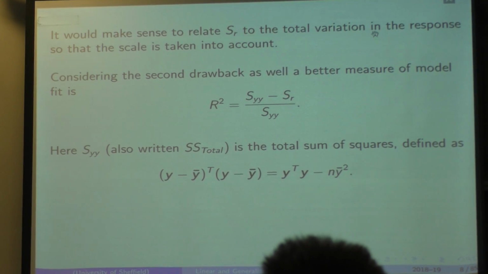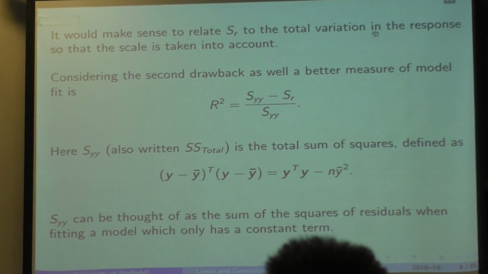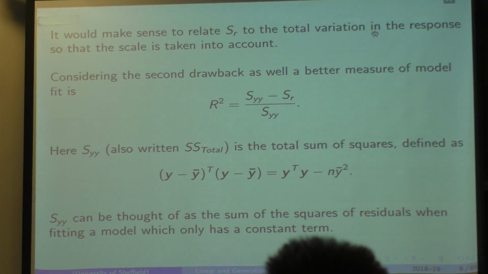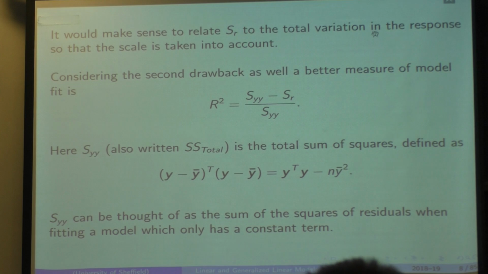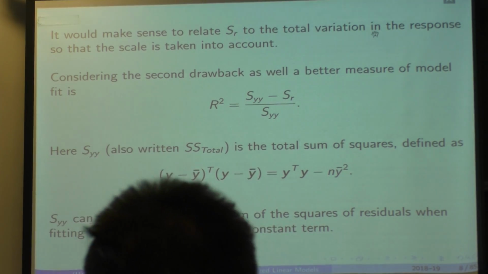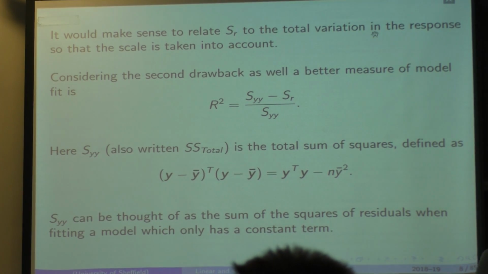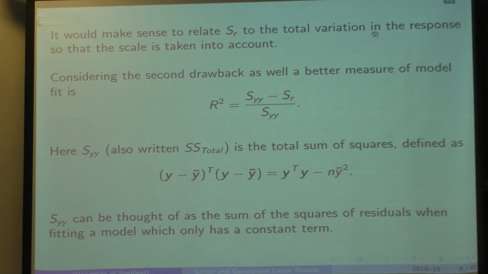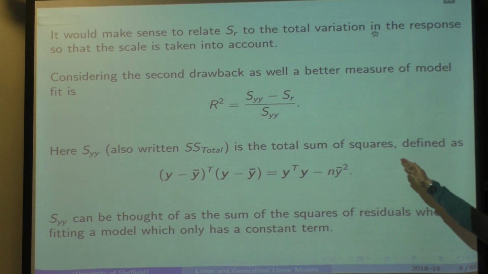Okay? So, as I said, this SYY is just the sum of squares of the residuals in that simple model, which only has a constant term. So if our model is actually just a constant term, then SYY and SR are going to be the same, so we would get 0.